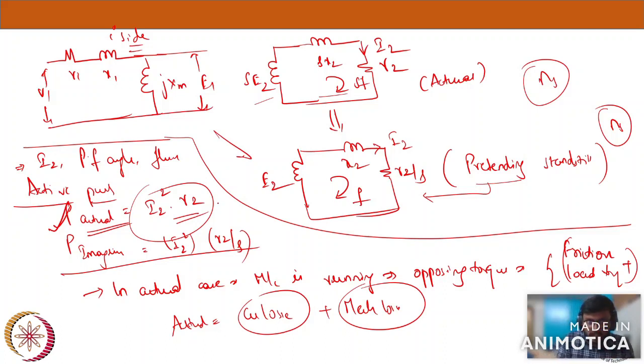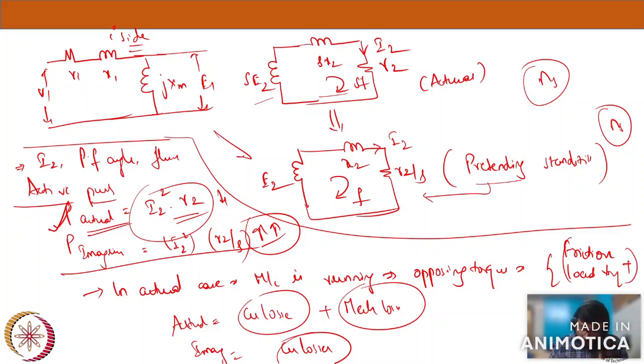We have just seen the copper losses. We say that this is very less and this is very high, because R2 by S is a much larger value than R2. But in the imaginary case, you actually get only copper losses and there are no mechanical losses. That's why you have seen a difference there.